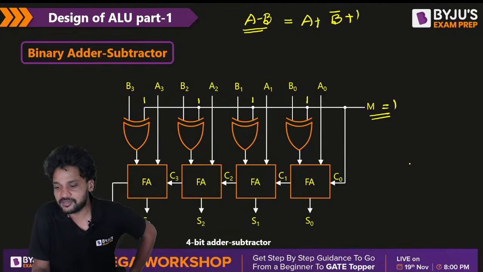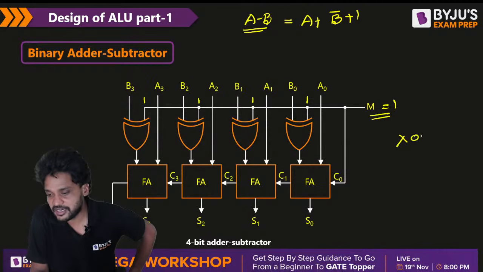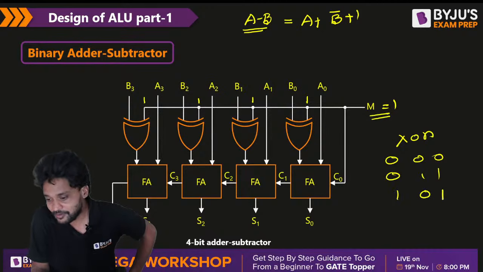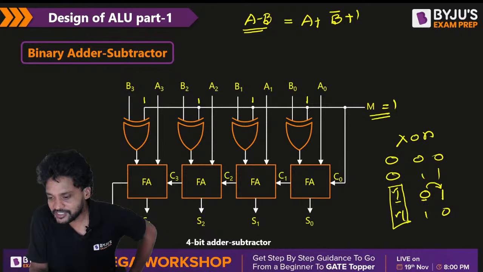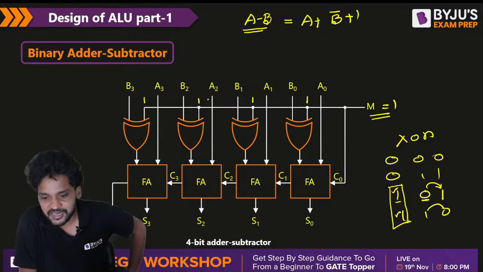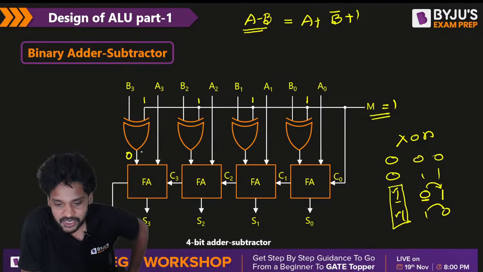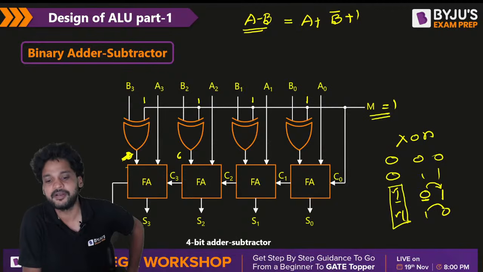Once again, let us have the truth table of the XOR gate. XOR gate truth table 0, 0, 0, 0, 1, 1, 1, 0, 1, 1, 1, 0. Look at the last two values. Whenever one input of the XOR gate is 1, the output is the other input's complement. Got me? So 1, 0, 1. What is 1? 0's complement. 1, 1, 0. What is 0? 1's complement. So whenever one input of the XOR gate is equal to 1, the output is the other input's complement. Got me? Complement only, not 0.